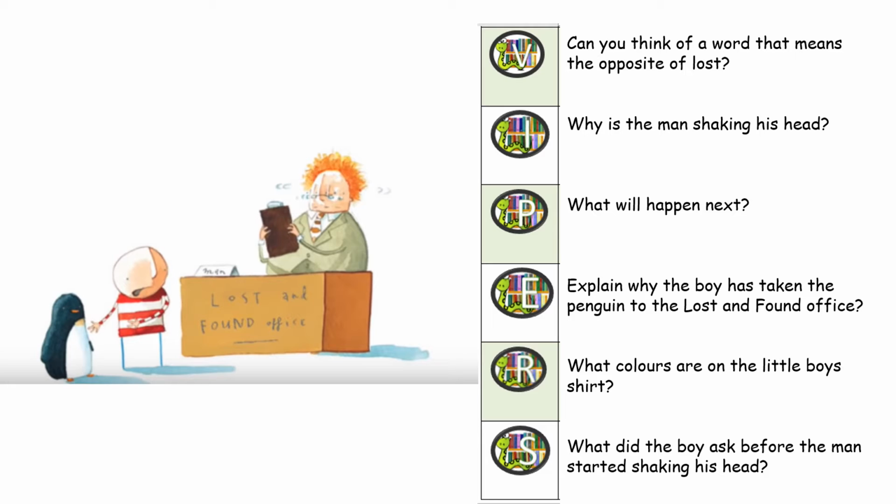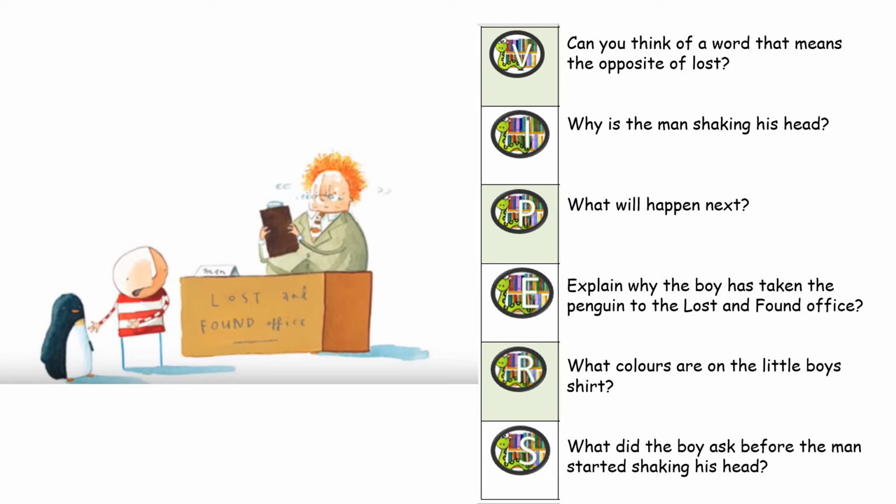The next one is a P for prediction, which is the thing that we're going to work on today. But here's a little starter for you. What will happen next? Now, prediction is all about what you think will happen next. So what do you think would happen after this picture? Pause the video and tell somebody near you.